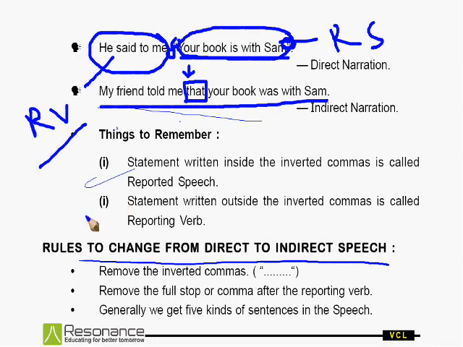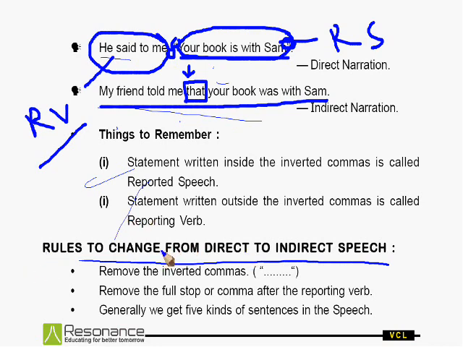Now again see, remove the inverted commas. In this example, as we saw, he said to me, comma, inverted commas, your book is with Sam. Now what we have done, we have removed the inverted commas. So this has become the indirect narration over here. Now second point says, remove the full stop or comma after the reporting verb. Suppose after the reporting verb this comma is given, again as I told you, that will be removed.